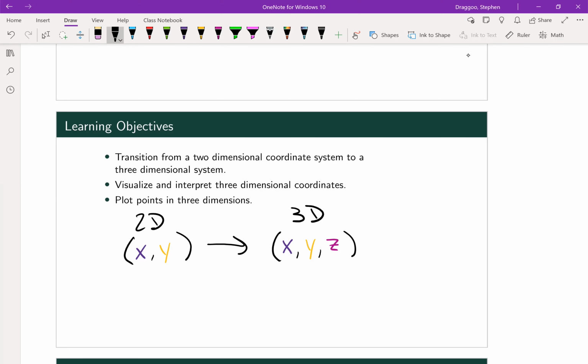Additionally, we'll want to visualize and interpret what these 3-dimensional coordinates look like. So we're going to practice doing some drawing. And then we're going to want to be able to plot those points in 3D as well.